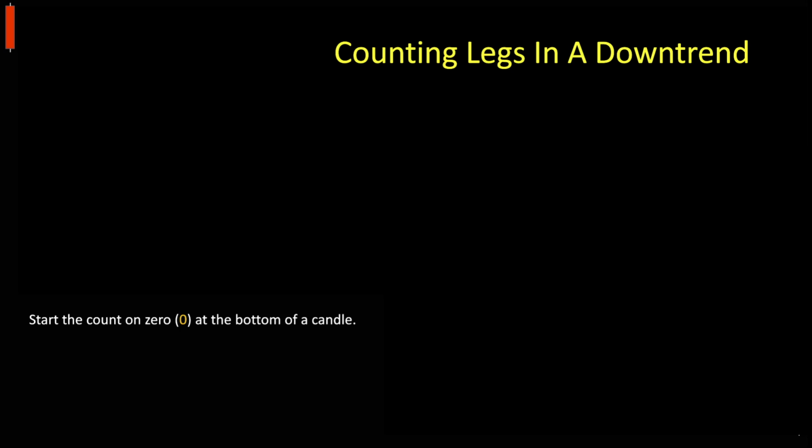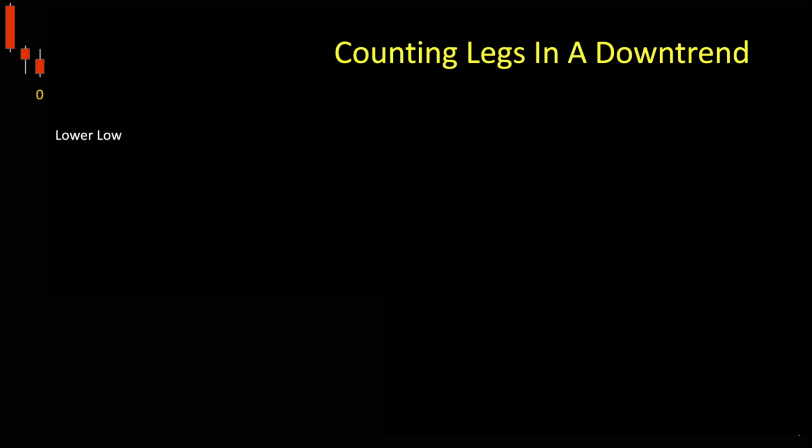Here we have a bearish bar that closes at the bottom. So we have the lower low right here. You start the count at zero at the bottom of a candle, so we're starting our count right here. We have a lower low, so the count is now zero. The zero will always go down with a lower low. Another one, so we keep going down. Lower lows, our count starts over. And this is in a downtrend. Another lower low, our count starts lower.